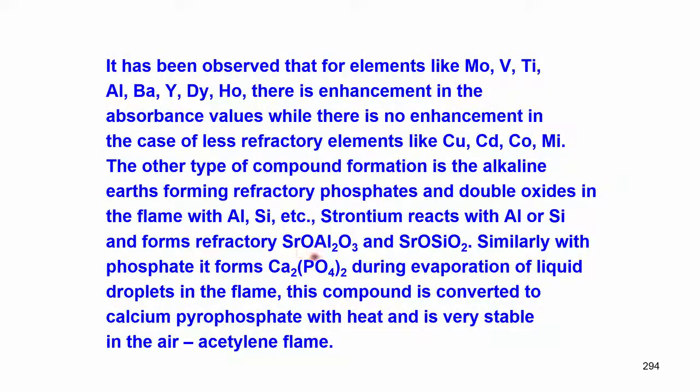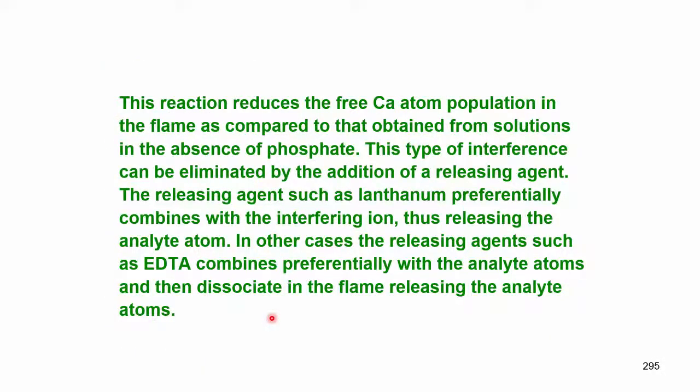Sometimes they form double oxides, that is with aluminum, silicon, etcetera. Strontium reacts with aluminum or silicon to form mixed metal oxides, that is SrO·Al2O3, SrO·SiO2, etcetera. Similarly, with phosphate, it forms calcium phosphate. So, during evaporation of liquid droplets in the flame, this compound is converted to calcium pyrophosphate instead of calcium atoms. It is very stable in the air acetylene flame. Therefore, you must be very careful whenever you want to determine calcium, etcetera, in samples which have phosphate, because many of the elements form pyrophosphates which are very stable.